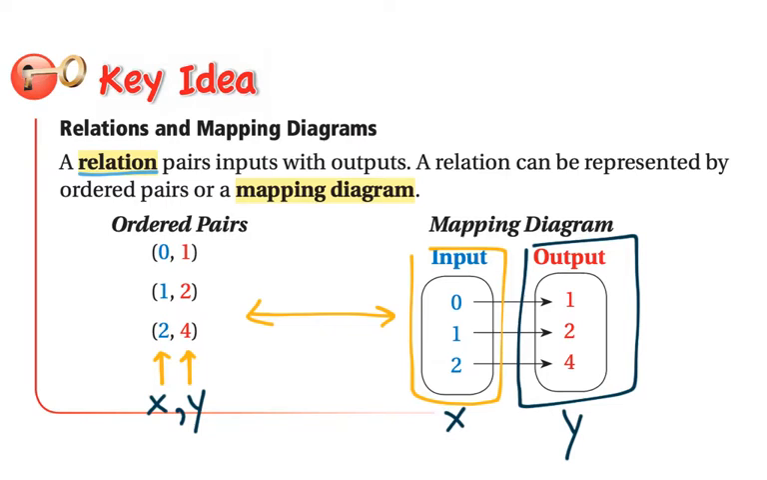So what you're going to be asked to do with this information is either take a mapping diagram and write it as ordered pairs, or vice versa. So we're going to go ahead and take a look at our first example.